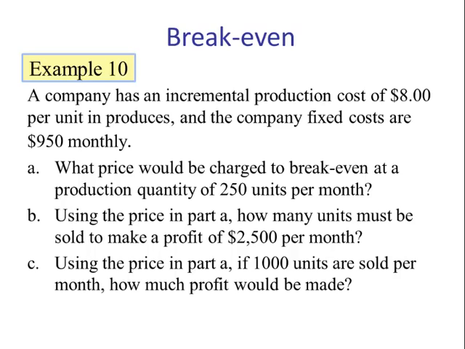A company has incremental production costs of $8 per unit it produces, and the company's fixed costs are $950 monthly. A. What price would be charged to break even at a production quantity of 250 units per month? B. Using the price in Part A, how many units must be sold to make a profit of $2,500 per month? C. Using the price in Part A, if 1,000 units are sold per month, how much profit would be made?